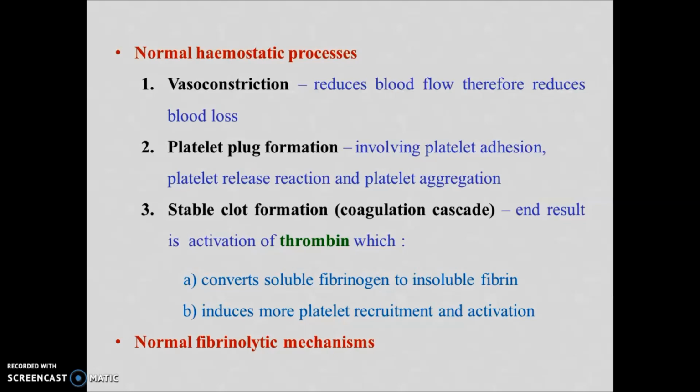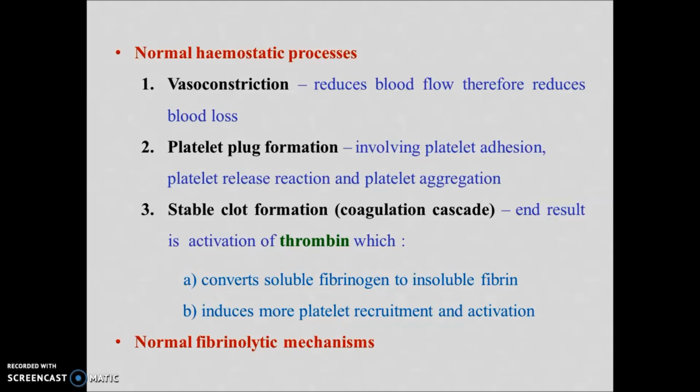So what will happen? First, vasoconstriction will happen. It means your blood vessel itself will reduce the blood flow. Second, the platelet comes into the picture. That is your primary hemostatic mechanism. What will the platelet do? It will try to form the initial plug by its adhesion and its aggregation.